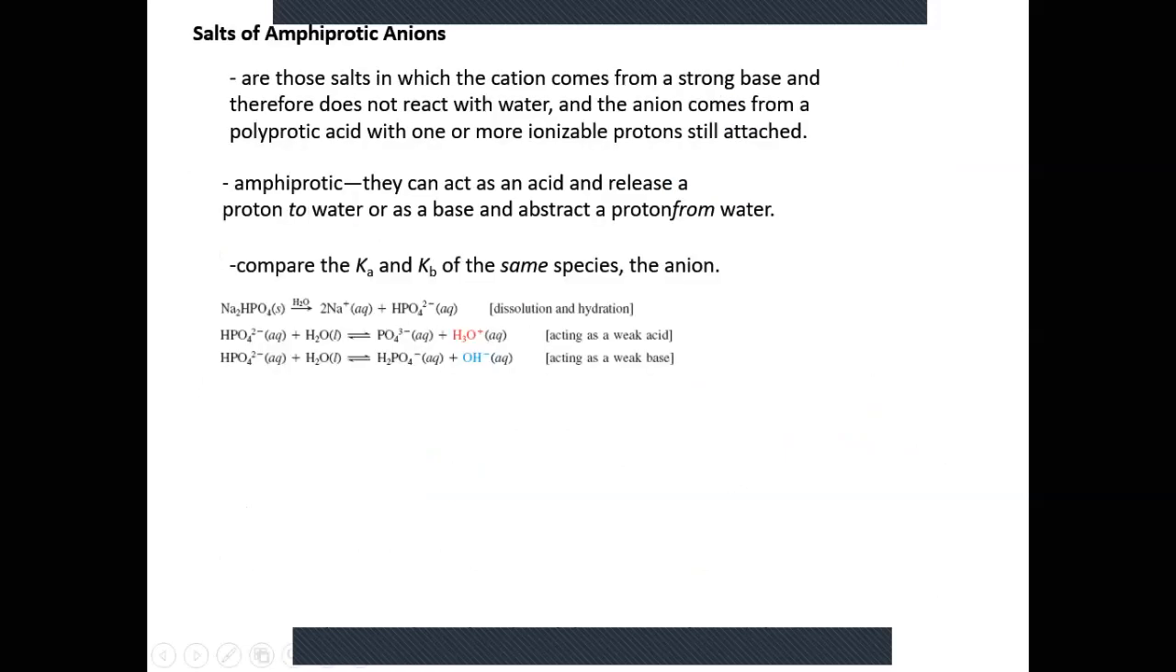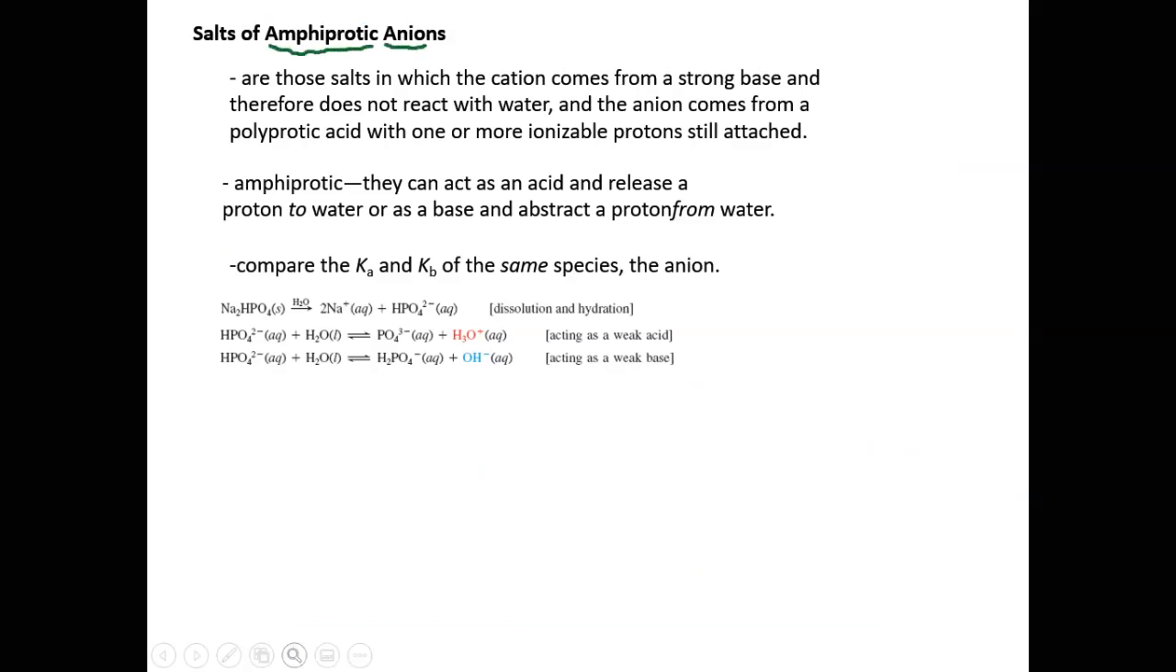And then there are some salts that can behave as an acid or a base, and it just depends on what it's stronger as. These are called amphoprotic or amphoteric anions, and they come from polyprotic acids, so acids with more than one ionizable proton still attached. Amphoprotic means it can act as an acid or a base, and it just depends on what it's stronger as, what it'll react with. So the Ka and Kb are of the same species.